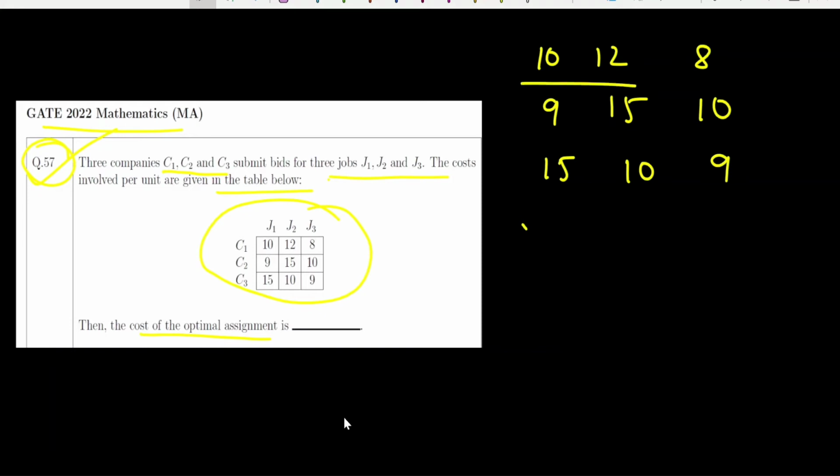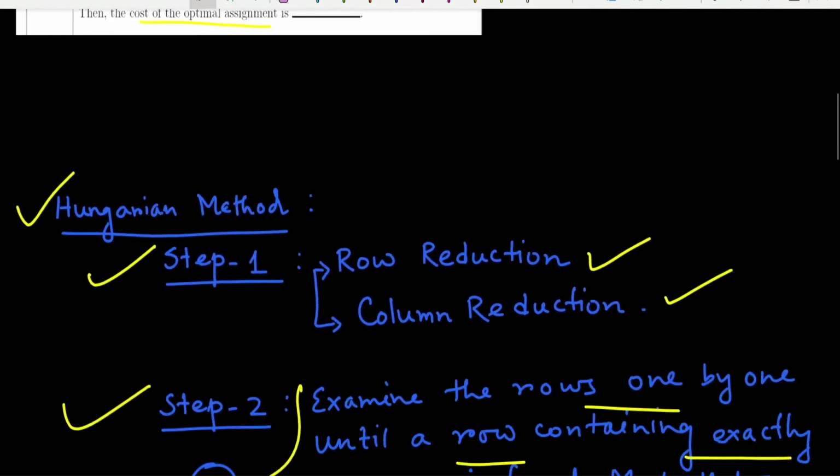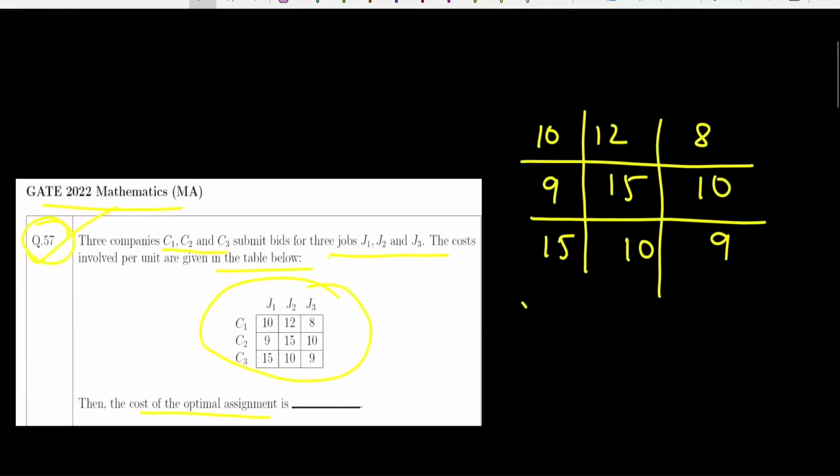Now the minimum element in the first row is 8. Therefore, our first work is to subtract this minimum element from each element. So this is the minimum element. If we subtract it from each element of the first row, we get 2, 4 and 0.